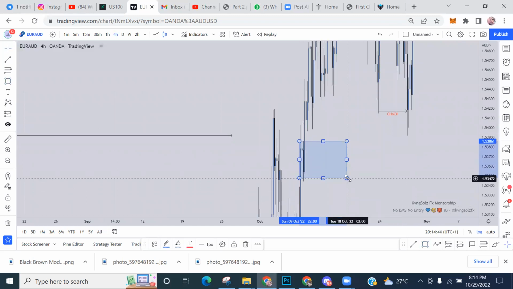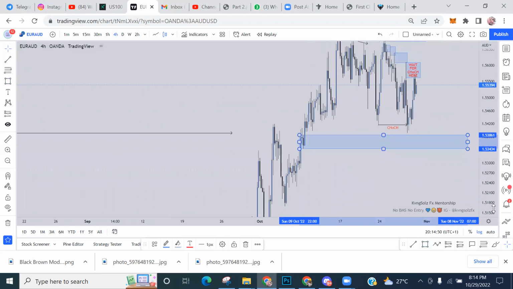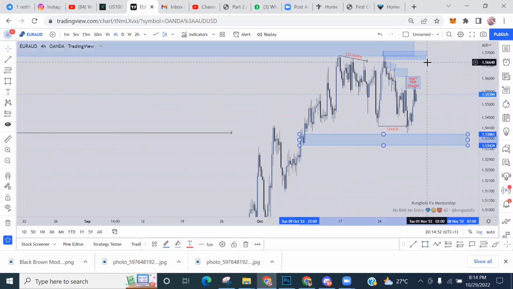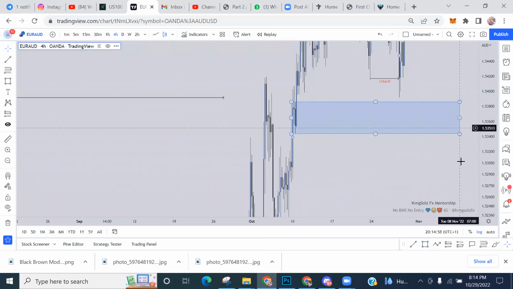So this zone there, we can just have our TP here, because the market is still bullish. You understand me? So we're just selling to this point, and continue buying the market. That's just what I wanted to say.